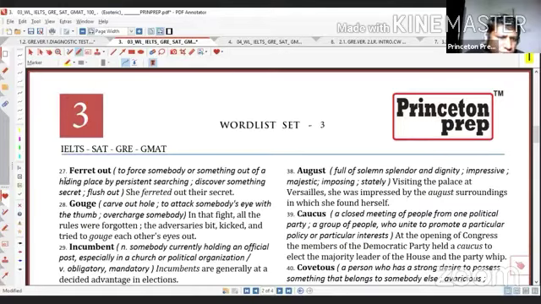Let's move on to the next word. Ferret out. Ferret out means to force somebody or something out of a hiding place by persistent searching, discover something secret, flush out. She ferreted out the truth. মানে একটু ফোর্স করে কোনো কিছু একটা বের করে আনা. It could be secret, it could be an animal from a hole, anything. 28.